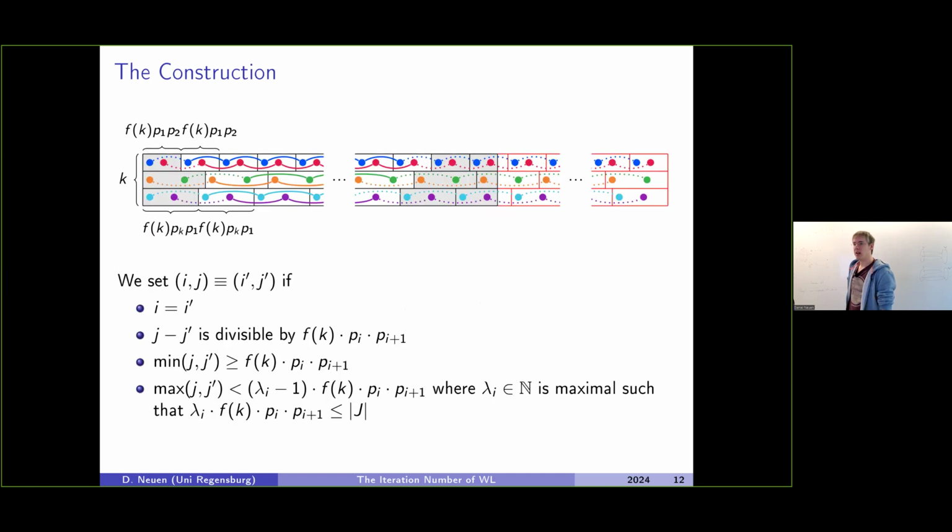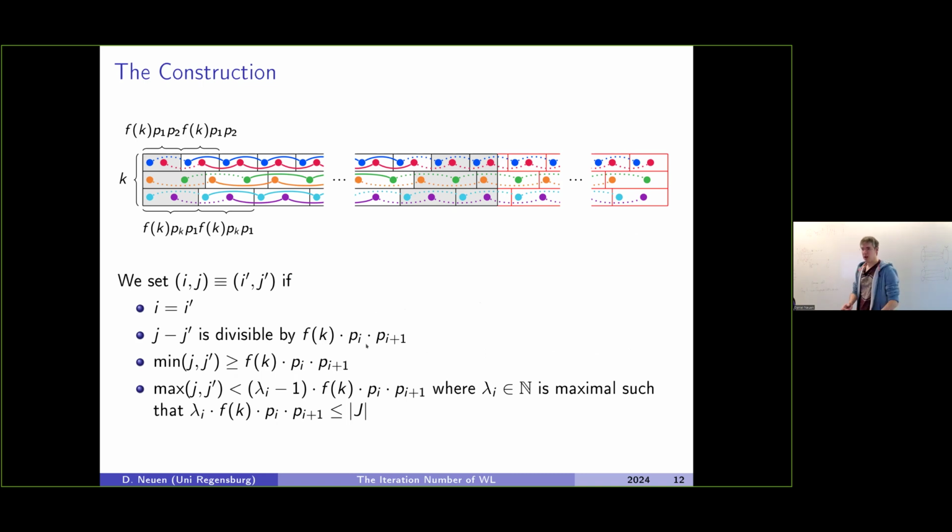So now the equivalence relation. Well, I already indicated this in the first part of the talk. We have the periods, and the period for the ith row is exactly this f of k times pi plus 1. Two vertices are equivalent if they're in the same row, and the difference between the column indices is divisible by this period.